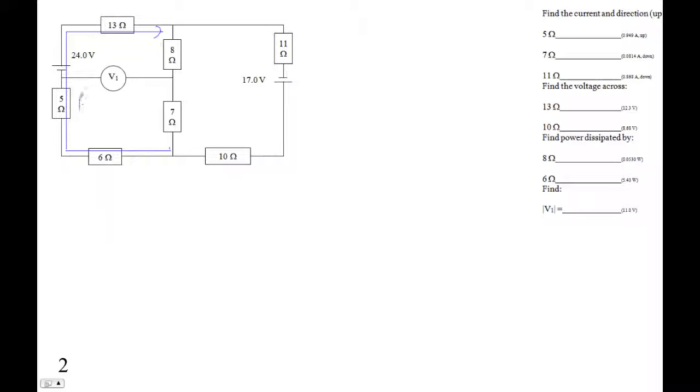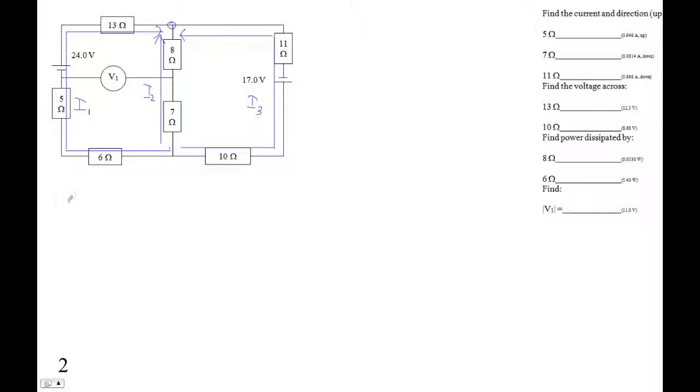So I'm going to say I1 flows there. I'm just going to make every single current flow up the page. The battle of the currents, right? So I'm just going to guess. This may not make sense to you at all, but sometimes you just do this. So I'm going to say I1, I2, and I3 all flow up the page, and they all flow into this junction.